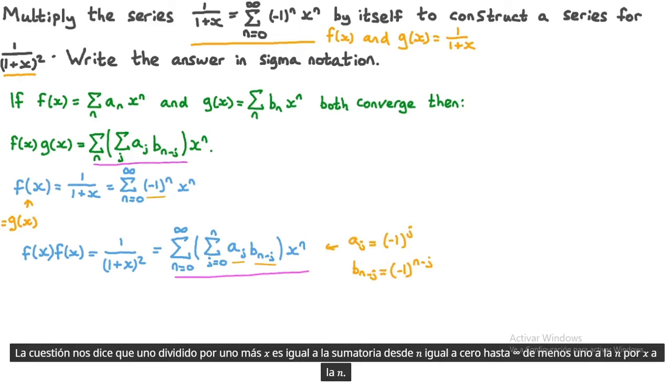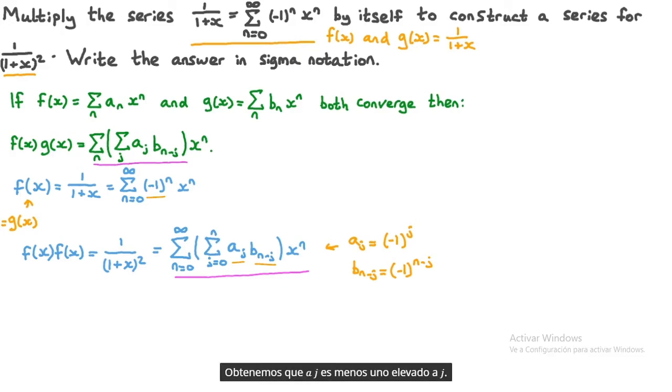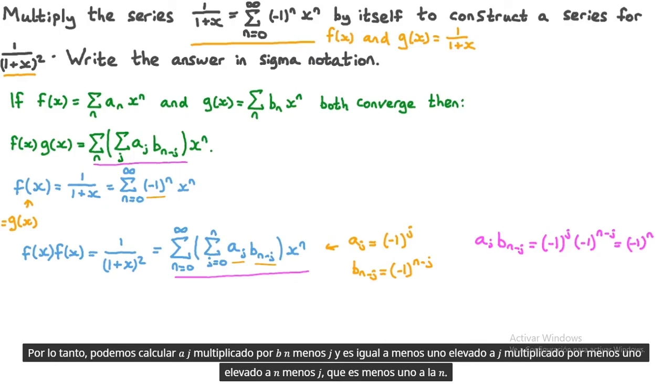The question tells us that 1 divided by 1 plus x is equal to the sum from n equals 0 to infinity of (-1) to the nth power x to the nth power. This gives us that a_j is (-1) raised to the power of j, and b_(n-j) is (-1) raised to the power of n minus j. Therefore, we can calculate a_j multiplied by b_(n-j) as (-1) to the power of j multiplied by (-1) to the power of n minus j, which is just (-1) to the nth power.